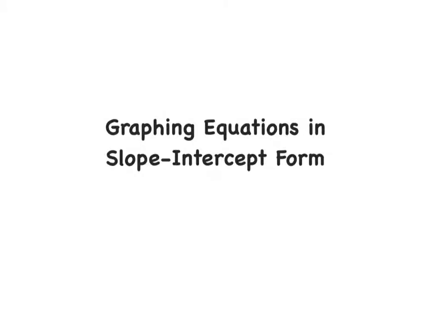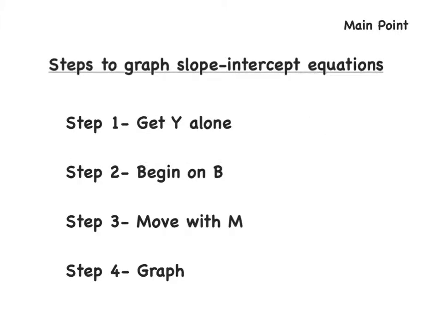Alright, so today we are going to be learning how to graph equations in the slope-intercept form. There are four main points when it comes to graphing slope-intercept equations. The first step, get y alone. By that, I mean you need to have the slope-intercept equation, y equals mx plus b. You must set it up in the slope-intercept equation.